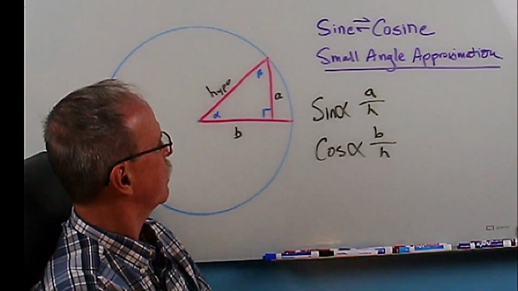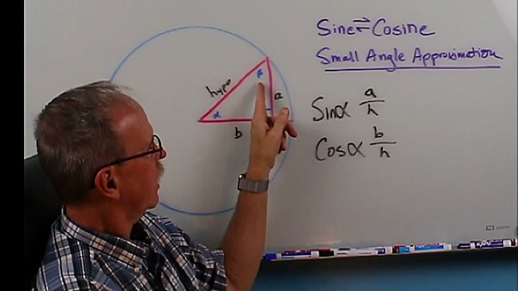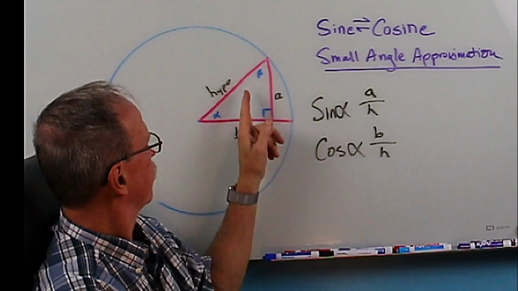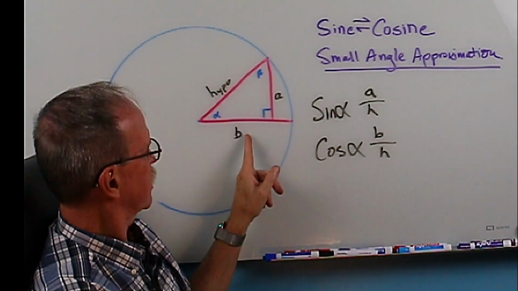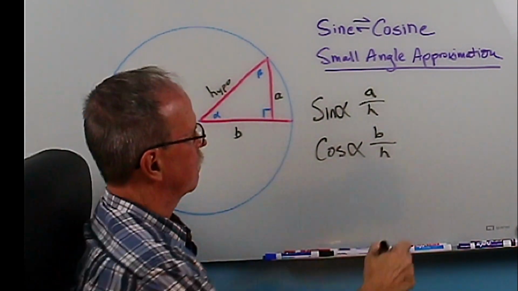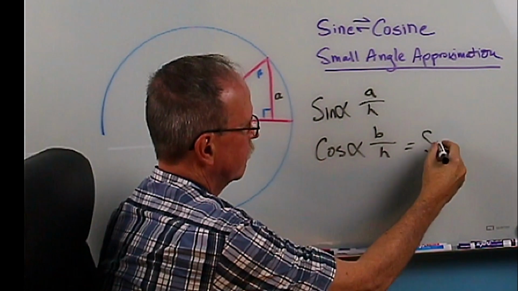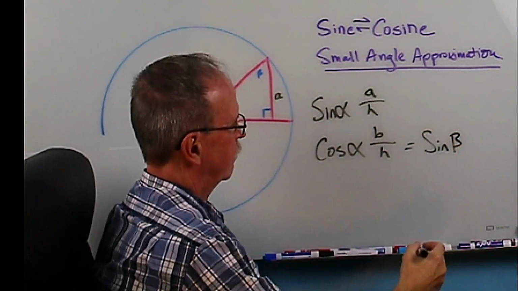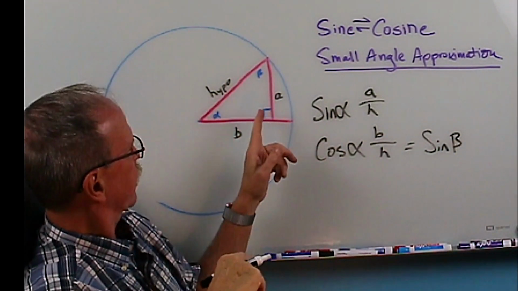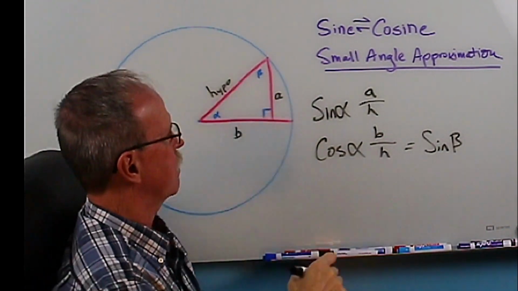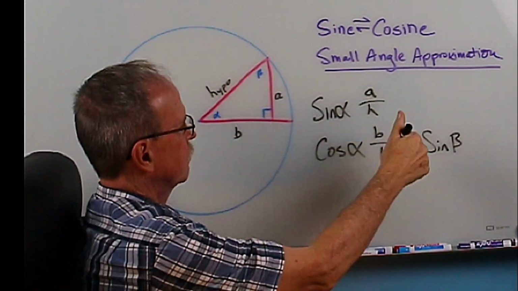Well, let's go ahead and have a quick look. If we look at angle beta, what is the sine of angle beta? Well, it's side B over the hypotenuse. How about the cosine of angle beta? Well, that's the adjacent over the hypotenuse, which is there.